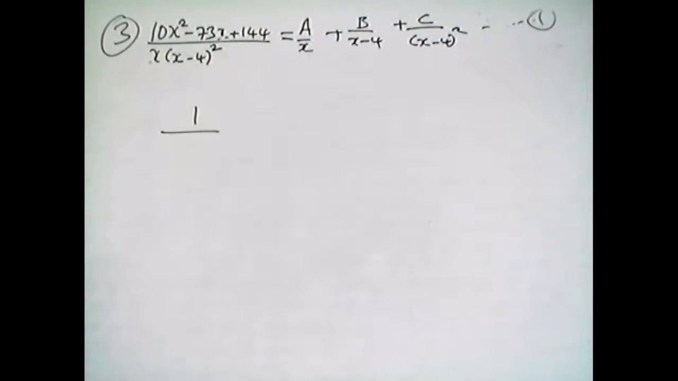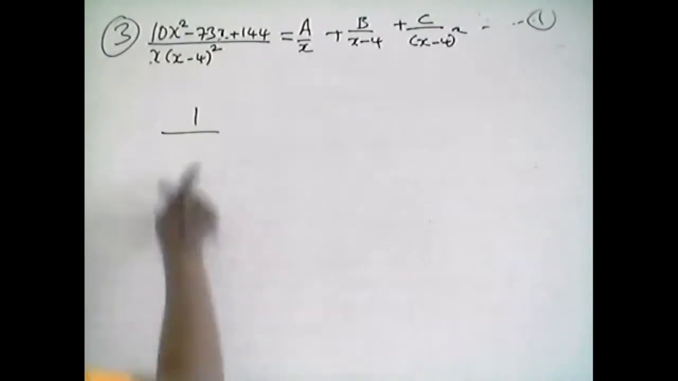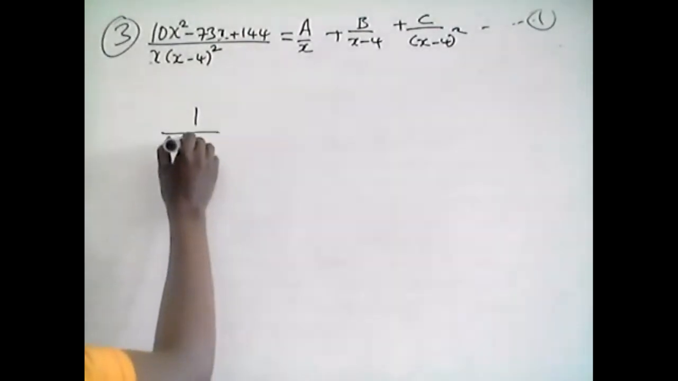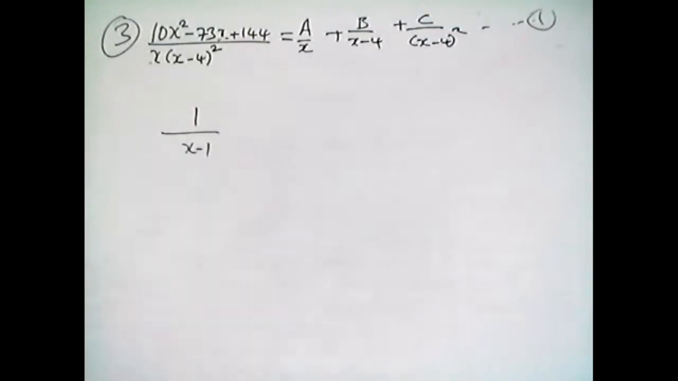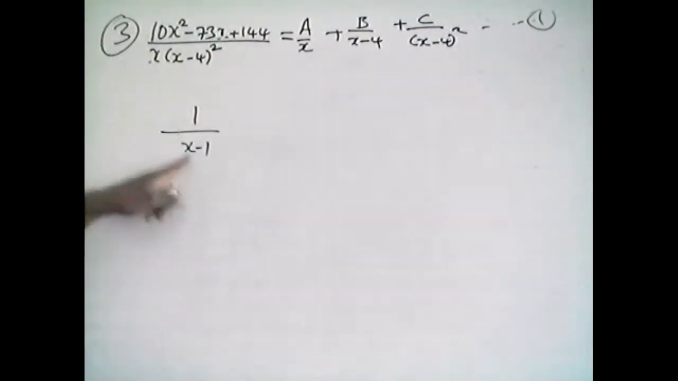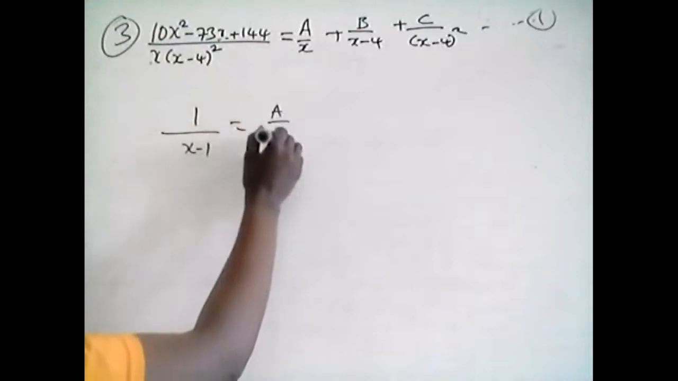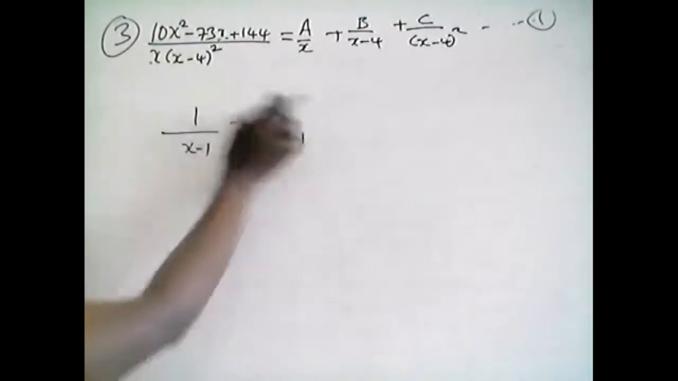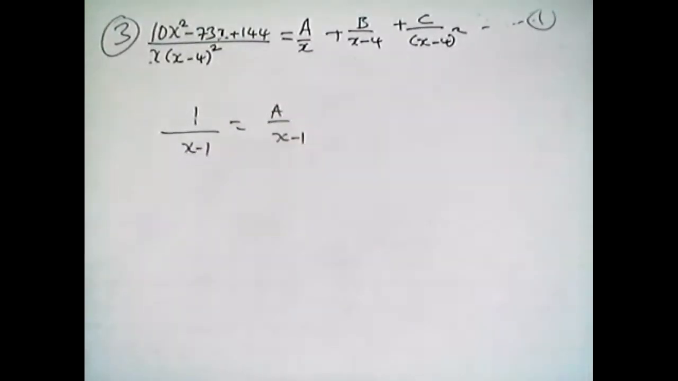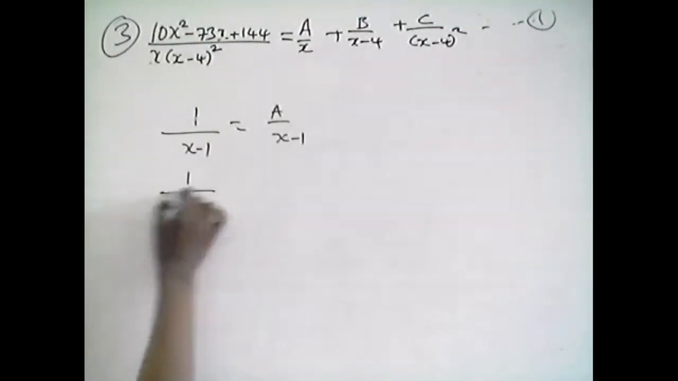Okay. So now, if you have 1 over x minus 1, you only have one factor. As you can see, this factor is linear. So if I take a linear and it's one factor, it will just be equal to A over x minus 1, which automatically gives 1.